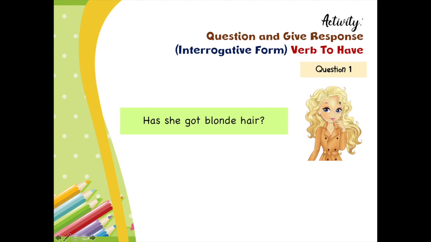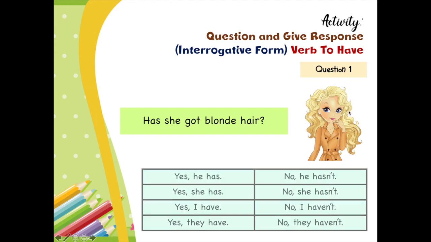So now look at the hair here. And you have 8 possible answers. Yes, he has. Yes, she has. Yes, I have. Yes, they have. Or no, he hasn't. No, she hasn't. No, I haven't. And no, they haven't. First, you need to look at the phrase here. Has she? So it starts with has, so you don't have to look at have and haven't. You just throw away those answers.